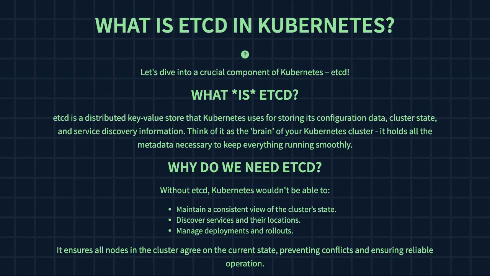Okay, let's talk about etcd. It's a really important piece of the Kubernetes puzzle. Basically, etcd is like the cluster's memory. It's a distributed key-value store that keeps track of everything important about your Kubernetes setup, from the state of all your deployments to where services are running. Without it, Kubernetes wouldn't be able to understand what's going on or manage things effectively. It uses a clever algorithm called Raft to make sure all the nodes in the cluster agree on the same information, which is crucial for reliability.